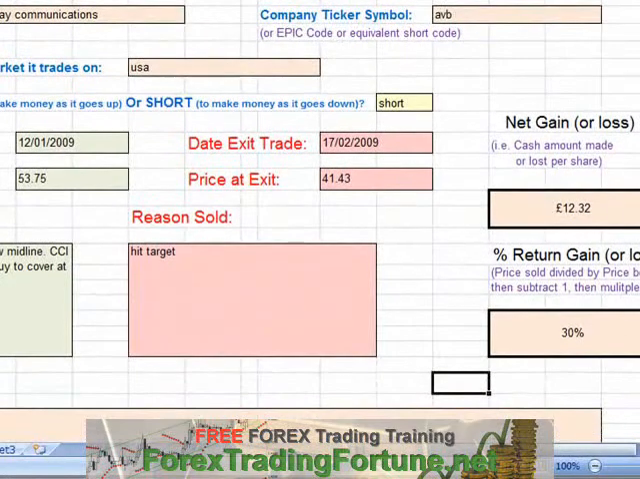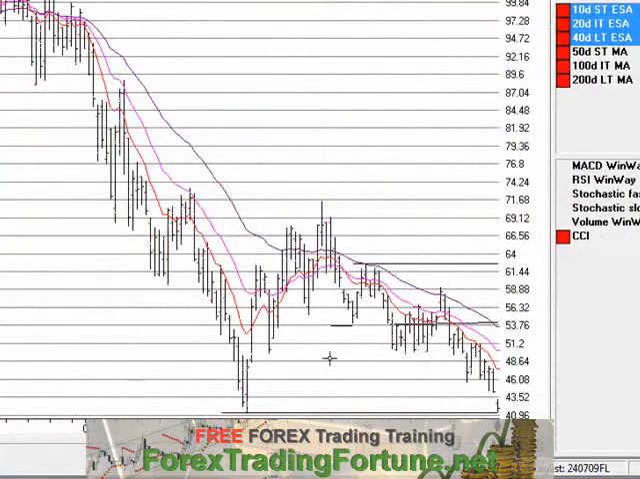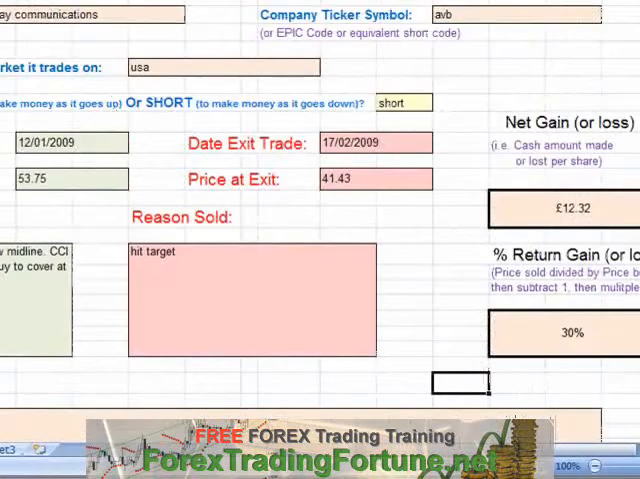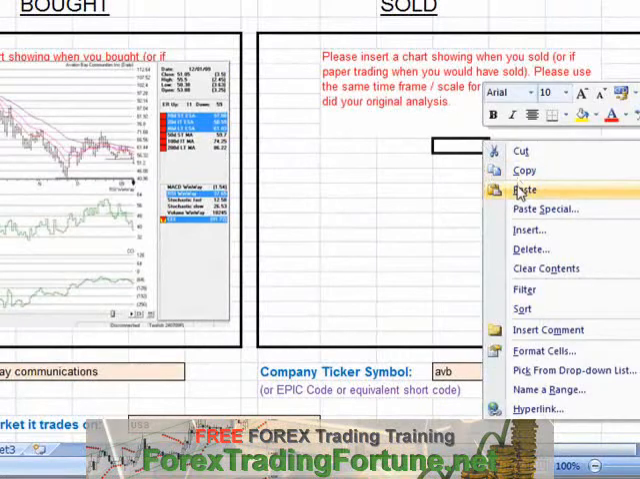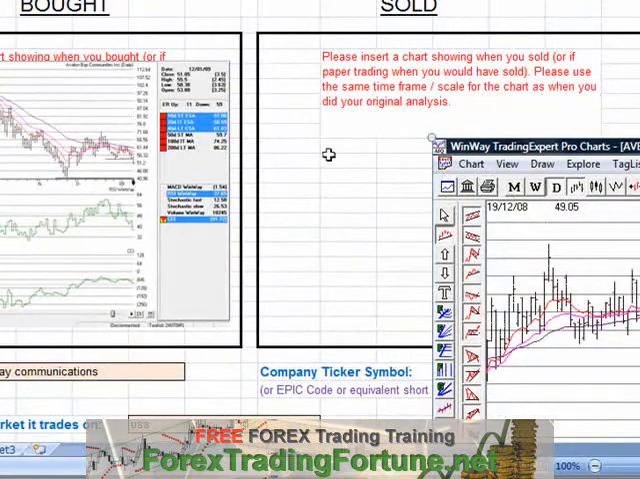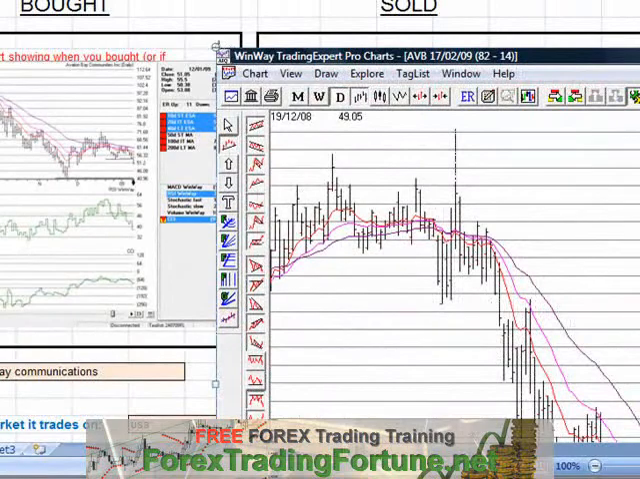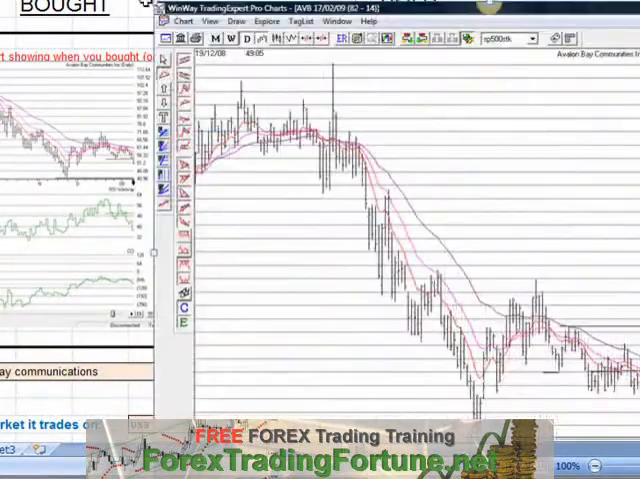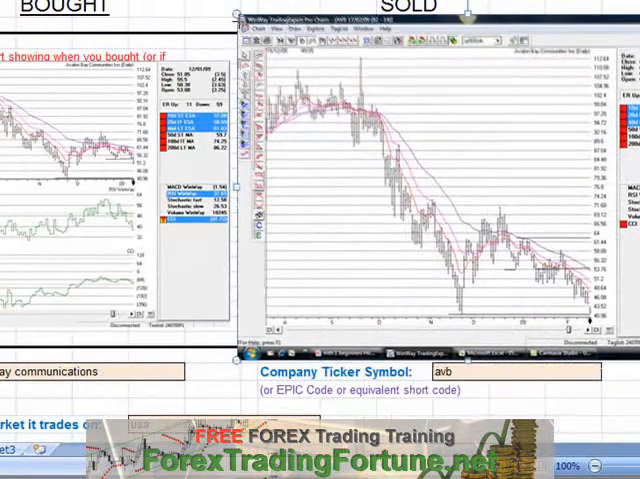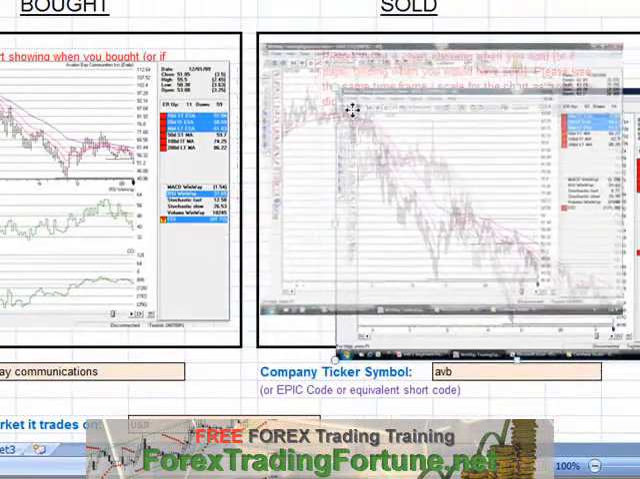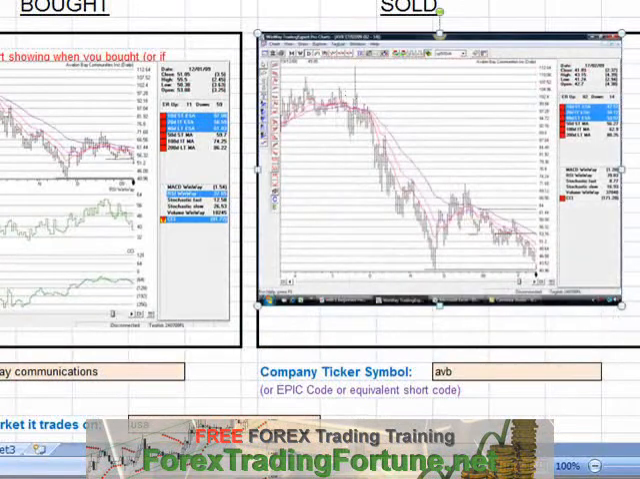So let's go back. We need a print screen of the chart, so we press print screen, the button on the keyboard, print screen, and let's go up and let's paste, and let's move it up, shrink it, keep moving it. Okay, add a little bit more, and let's chop off the bits we don't need.